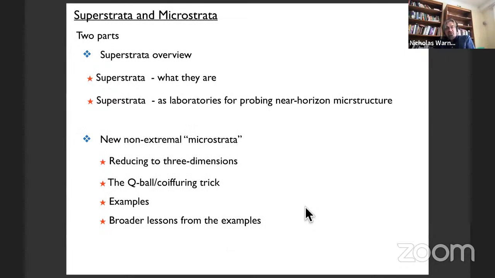And then the second part of the talk, the last 40% or so, is to talk about these new stringy microstrata. I was looking for a better term, but it's not superstrata because they ain't super anymore. They're supersymmetry broken, they're non-extremal.